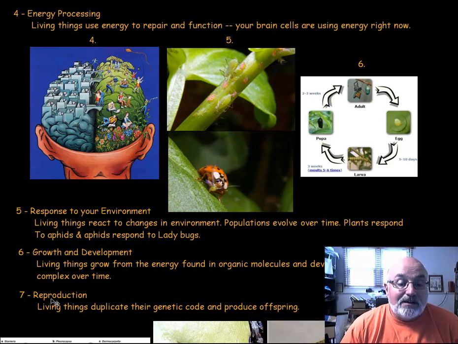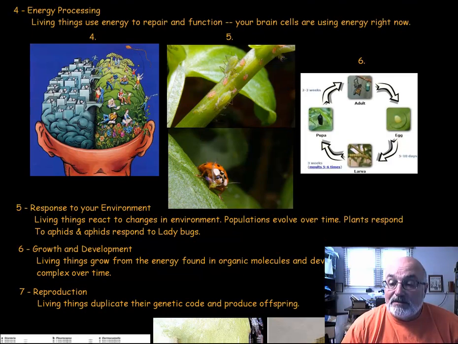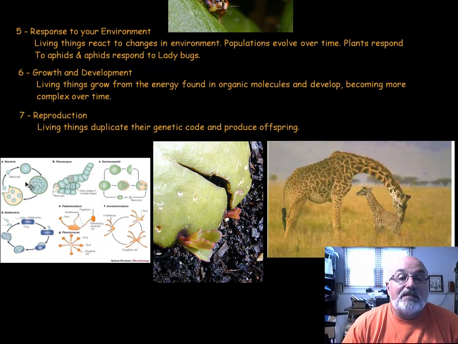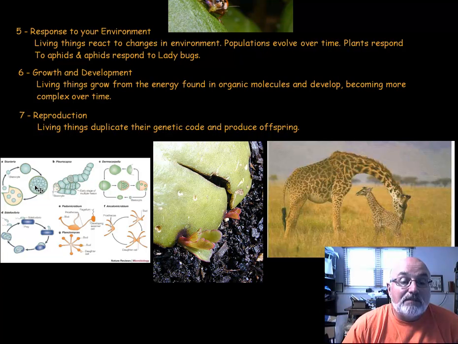And the last thing is reproduction. Living things duplicate their genetic code and produce offspring. And here are 3 examples, where you can do it asexually, where one individual can actually produce babies inside, release those, and they grow. And that's an important concept to understand, is that these things do grow and develop also.